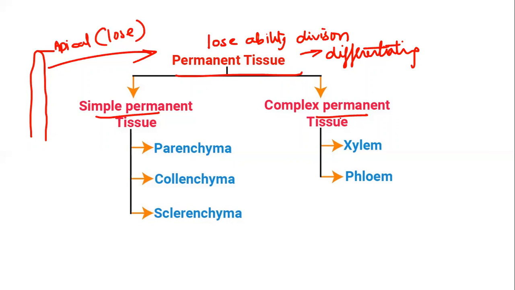So simple tissues are the cells which are similar. As I said already, simple means all cells will be similar in structure and function. Whereas complex tissue is made up of more than one type of cell but they work together as a unit. So that is about complex permanent tissue. What are the types of simple permanent tissue? Parenchyma, collenchyma, sclerenchyma, and for complex, xylem and phloem.